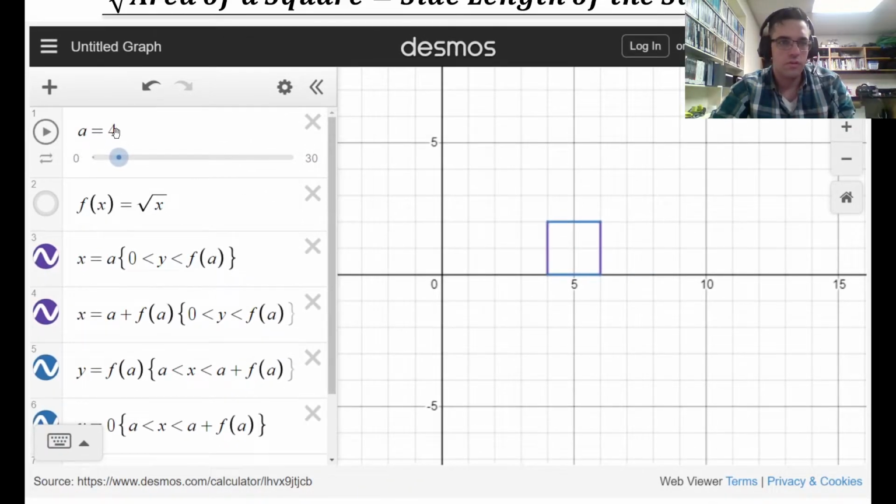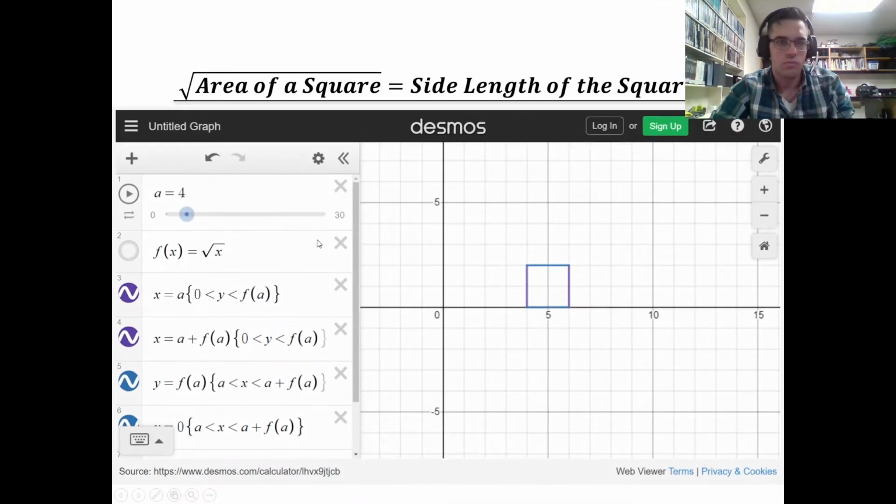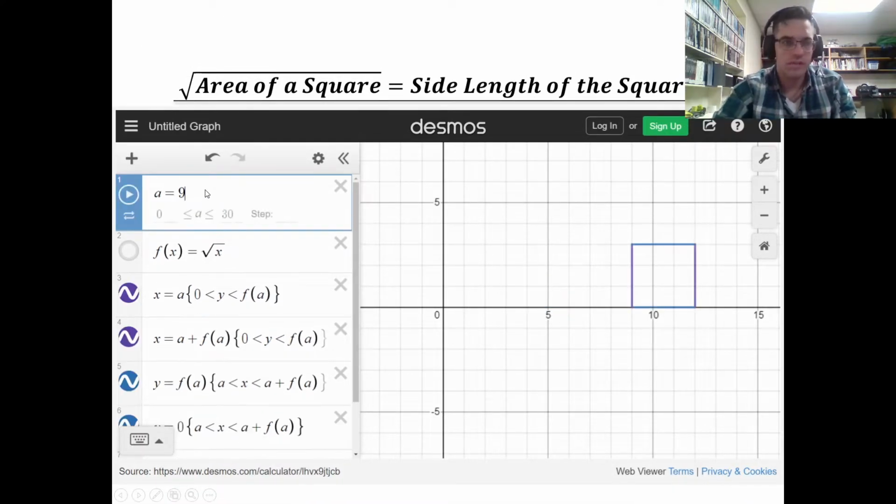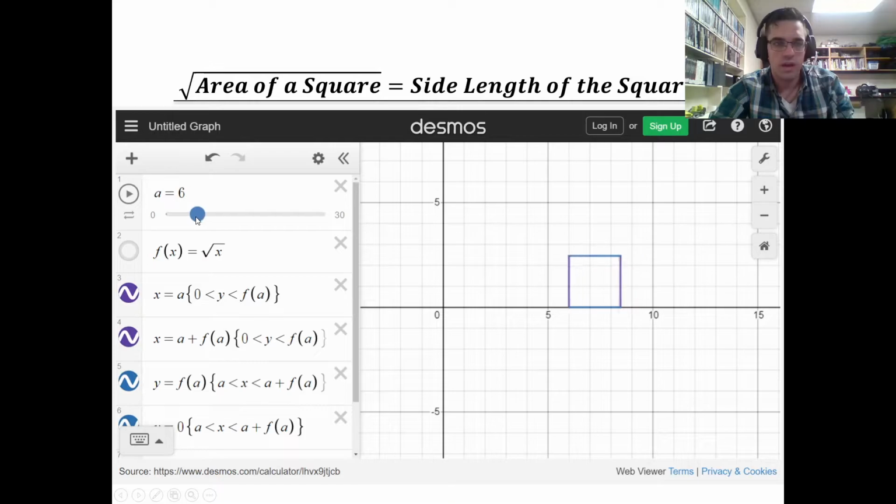As we increase a, increase a to 9, we now have a square with an area of 9, and the square root of 9 is 3, so the side length of the square is 3. And we can make this square for any a value, any area. And if we do, we see not only does the area grow, but the side length grows. And then one observation, as the area grows, the side length is growing, but the more the area grows, the slower the side length grows.